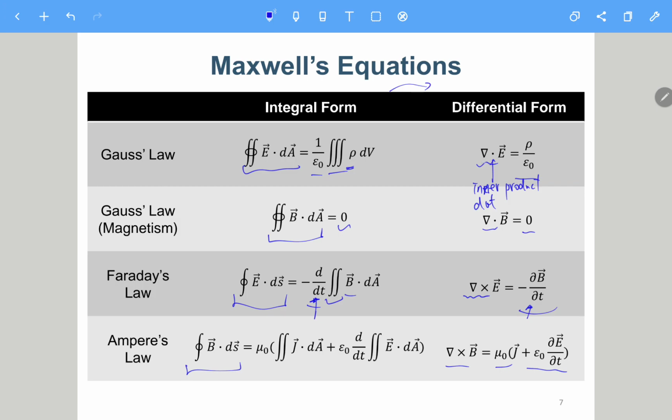So here you can regard this as a vector field, this as a vector field, and then this operator with a dot product becomes a scalar field. So here this rho is a scalar field, because the charge density at any certain point is only a number. Whether it is a positive charge density or a negative charge density, it won't have any direction.